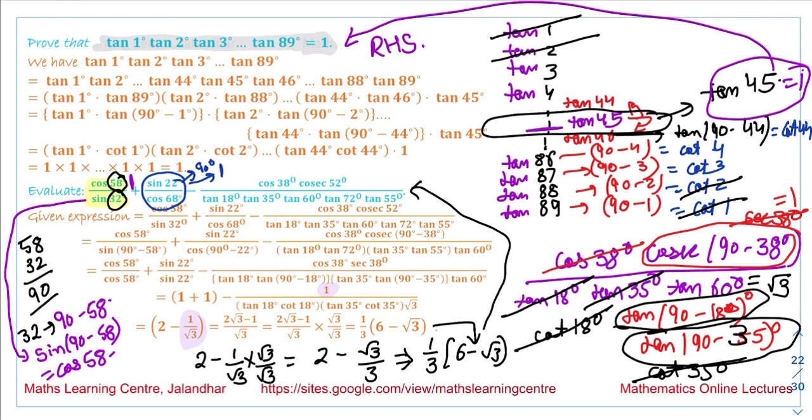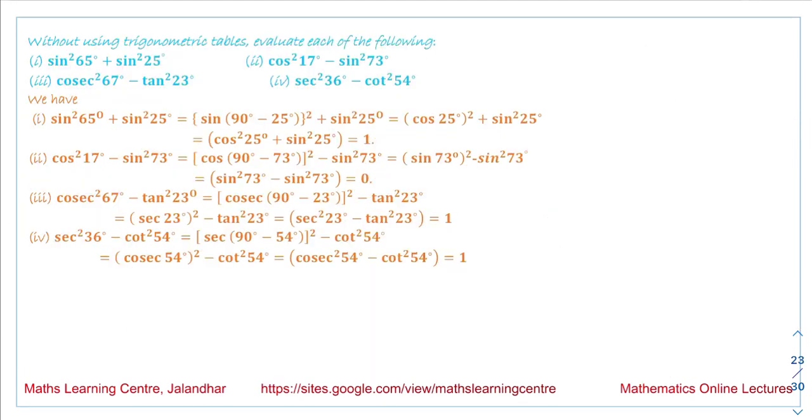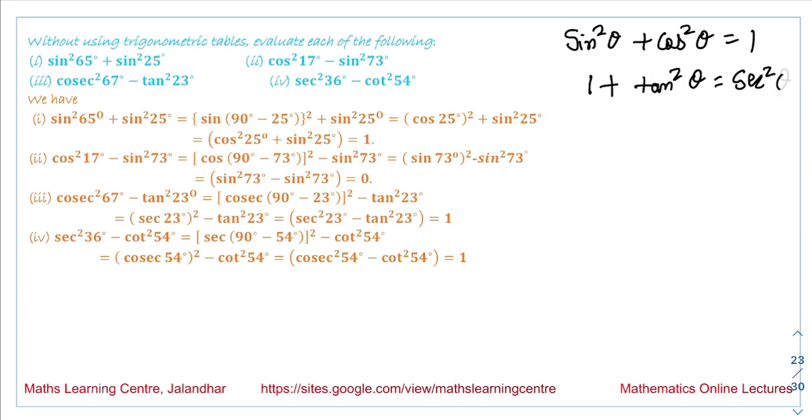Now in this next question, we are given sine square 65 plus sine square 25 degree. We have to evaluate this. Before solving this question, we recall the basic identities that we have already proved. First was sine square theta plus cos square theta equal to 1. The second identity was 1 plus tan square theta equal to secant square theta. And third is cot square theta plus 1 equal to cosecant square theta.